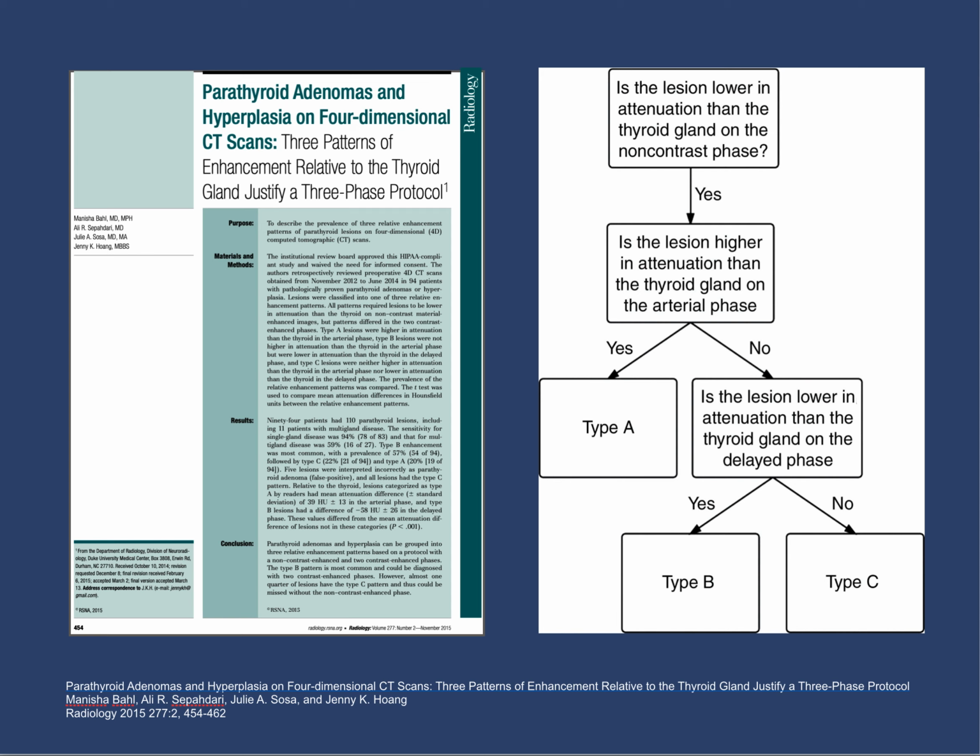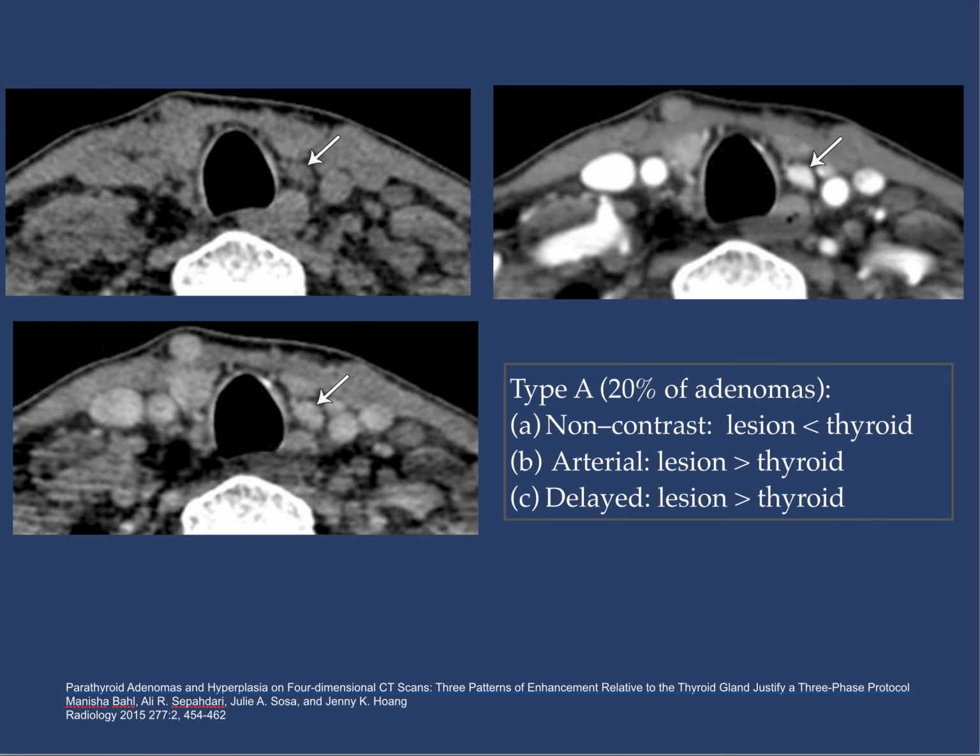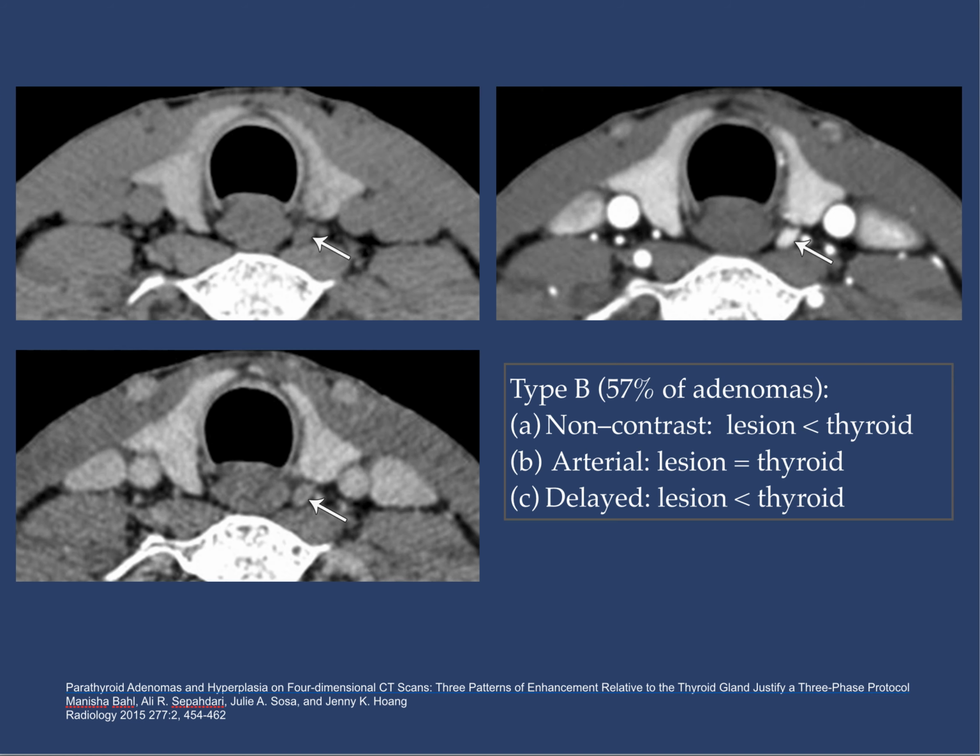They talked about the different patterns of parathyroid gland enhancement on CT. Sometimes the parathyroid will enhance more than the thyroid, sometimes it will enhance the same way. Sometimes it will wash out more, sometimes not. But the uniform feature of all of the parathyroid adenomas is that they tended to be less dense than the thyroid gland in the non-contrast CT. And this really helps to localize them.